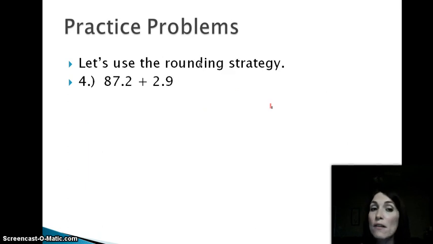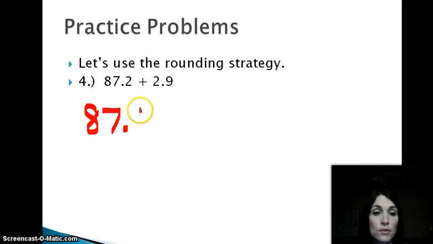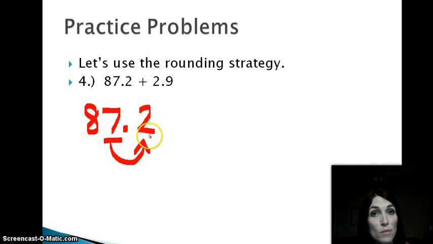Okay, so let's use the rounding strategy again. Make sure you're trying these on your own and then pressing play once you've tried it to see if we get the same answer. All right, 87 and 2 tenths. I'm going to use the strategy we've been working with. I'm going to underline the ones place. I'm going to look behind to the tenths place. And I'm going to remember my rhyme. 5 or above, give it a shove. 4 or below, let it go.